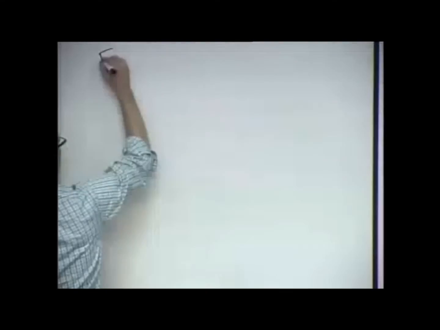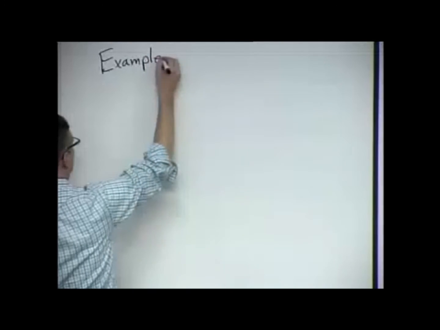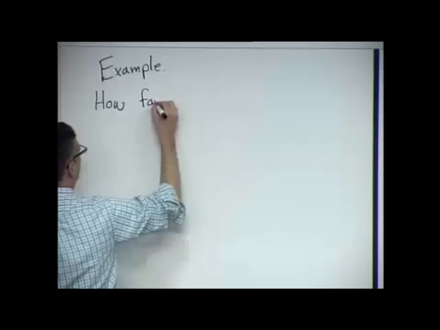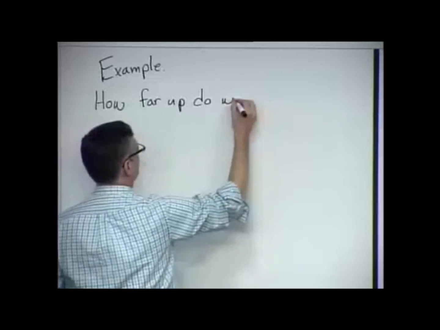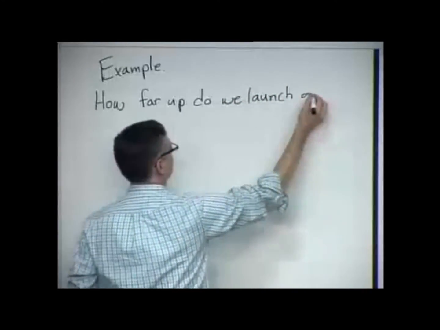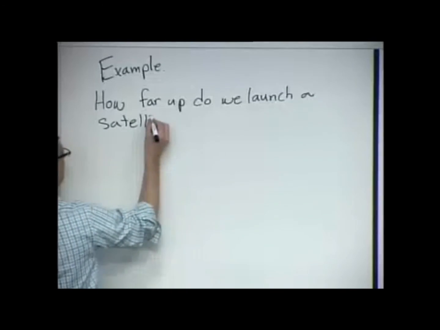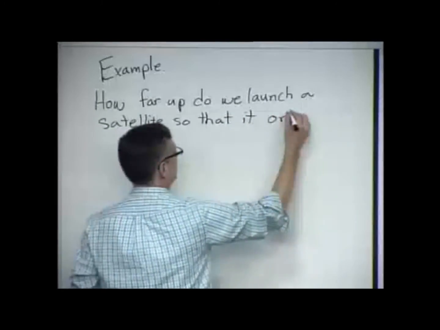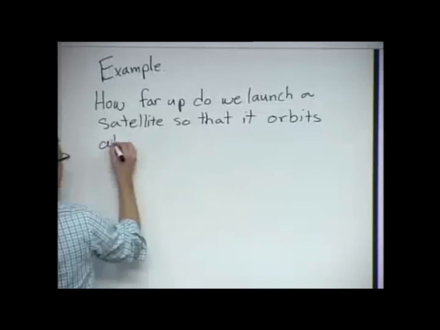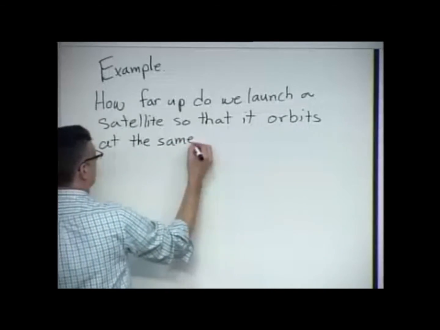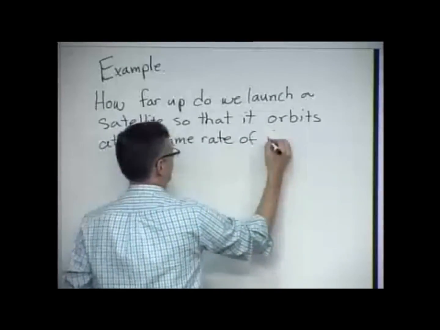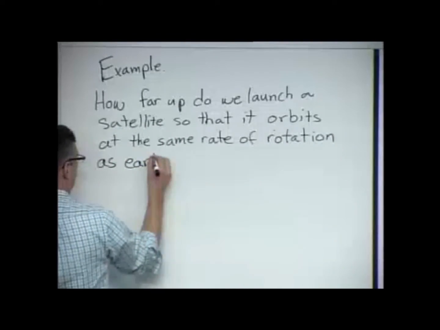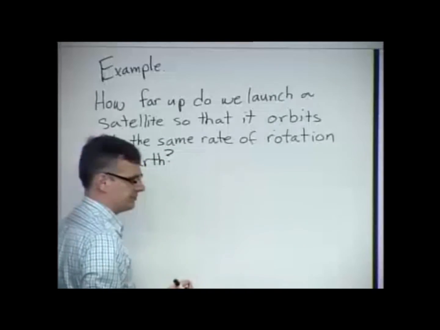So here's our example problem. How far up do we launch a satellite so that it orbits at the same rate of rotation as the Earth, as the Earth's surface, basically.